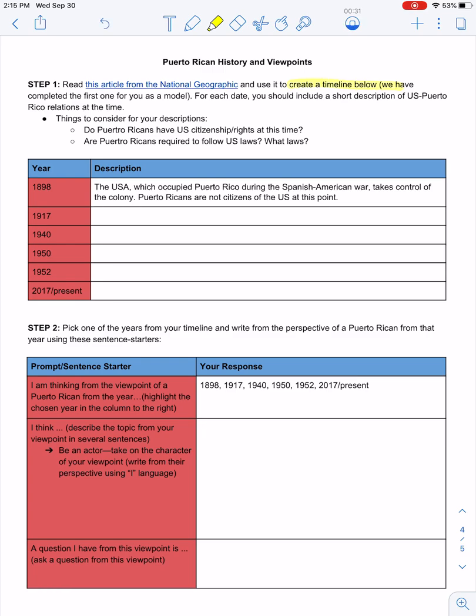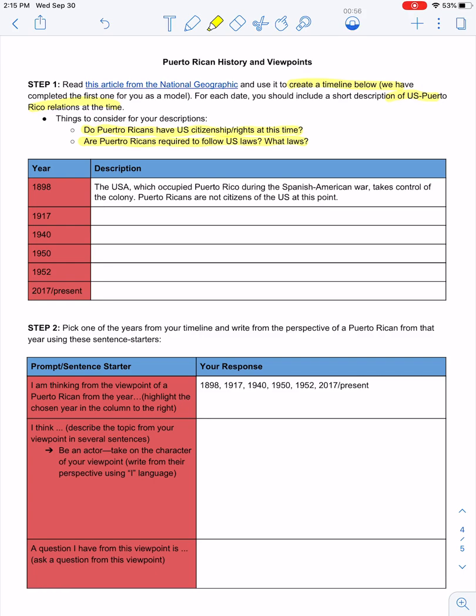We have completed the first one for you as a model. For each date, you should include a short description of U.S.-Puerto Rico relations at the time. Things to consider for your description: Do Puerto Ricans have U.S. citizenship rights at this time? Are Puerto Ricans required to follow U.S. laws? And if so, what laws?